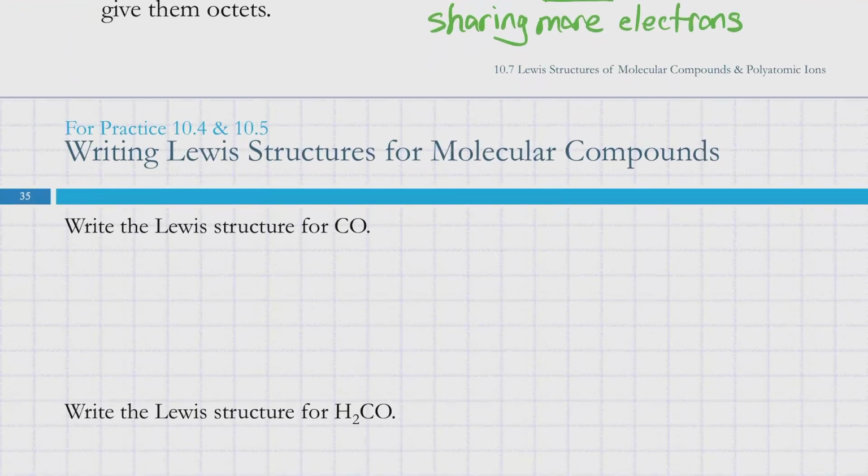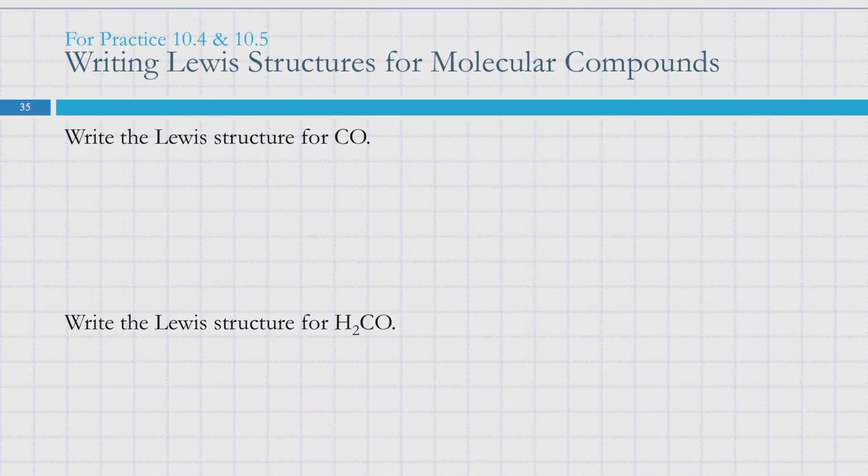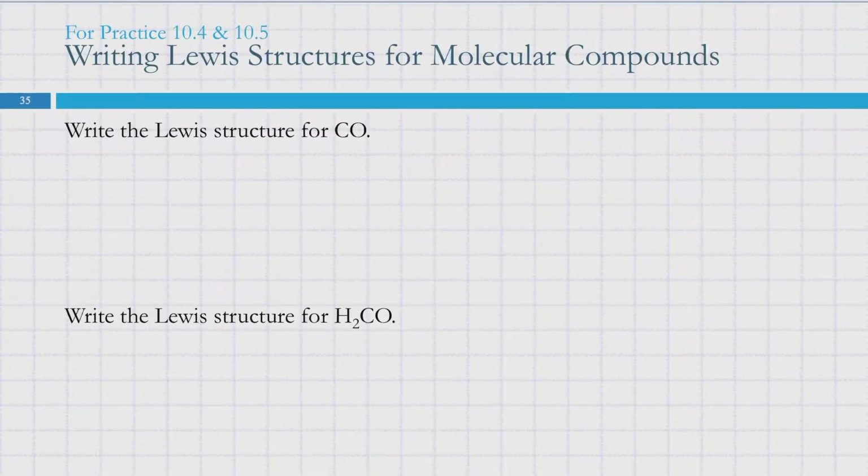Okay, we want to write the Lewis structure for CO and H2CO. Our first step, we need to have the atoms. Let's write out the atoms. For CO, we just have 2 things. You can't get them wrong. Don't put them on top of each other because it looks confusing. We're working in 2D space, not 3D space.